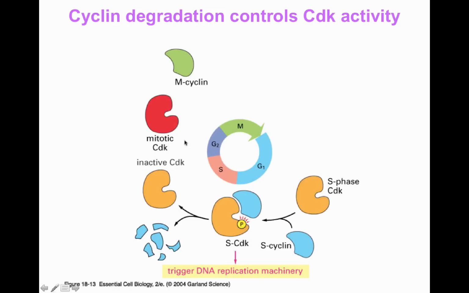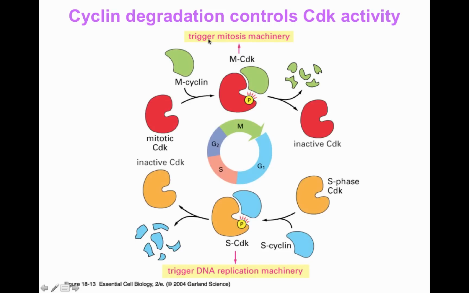Now, the mitotic CDK is present as well in the cell, but not the mitotic cyclin. Once the mitotic cyclin is present, the M-cyclin is able to bind to the mitotic CDK, producing, eventually after phosphorylation, an active M-CDK that is now going to trigger the mitosis machinery to occur. Eventually, the M-cyclin will be ubiquitinated and destroyed at the end of M phase, and the inactive CDK will remain in the cytoplasm ready to be used later.